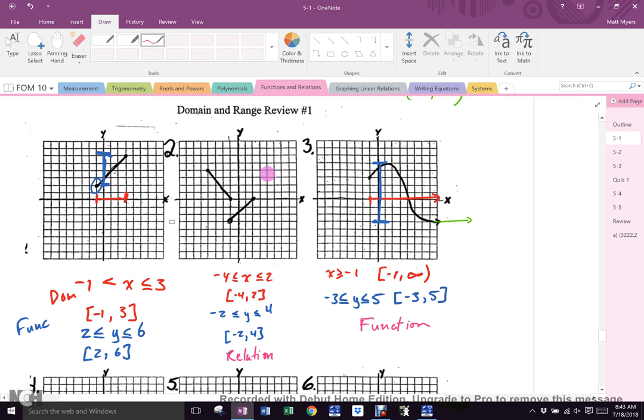Any questions on 1, 2, 3? Jesha. On 2, how did I get negative 2? Where? Oh, 1, 2, 3. I counted badly. It's negative 3.